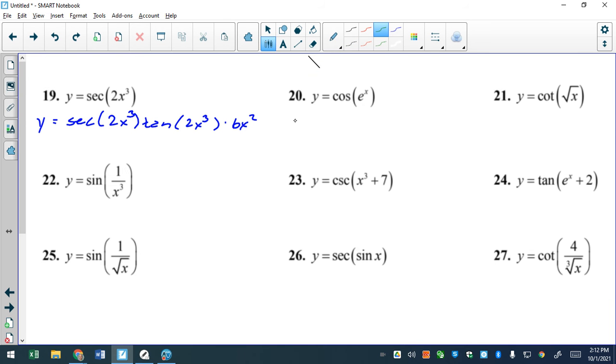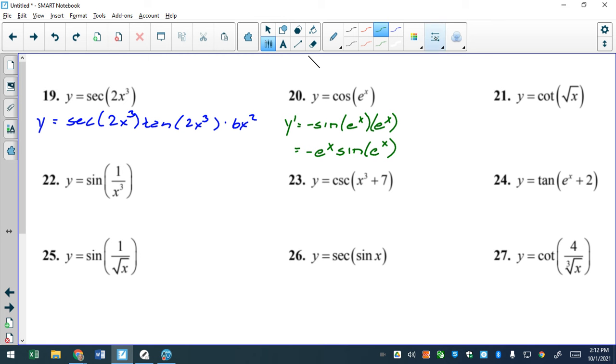Number 20, the derivative of cosine is negative sine. You leave e to the x alone, then you multiply by the derivative of the inside. Now, I would prefer to write that as negative e to the x, sine e to the x. Good.